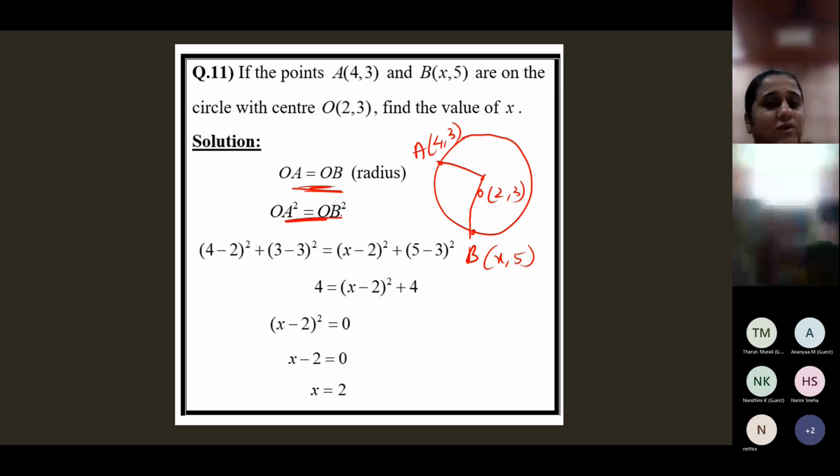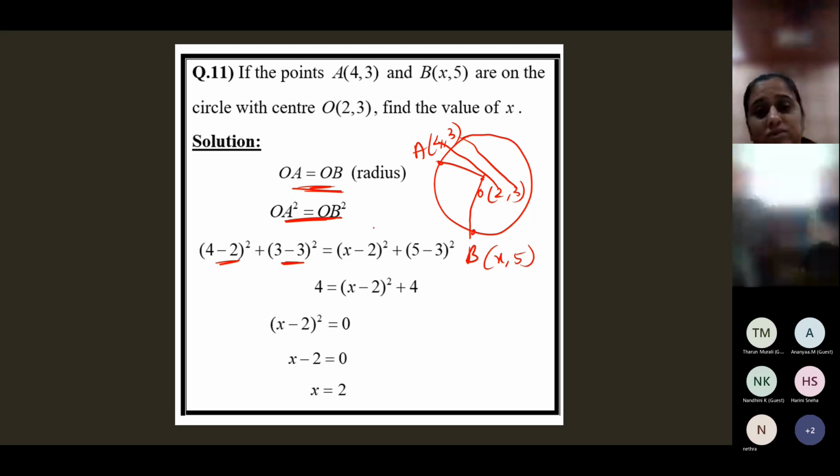So OA square is equal to OB square. So how do you write OA square? Don't write the square root symbol. (x2 minus x1) the whole square. See here, OA: subtract the x coordinates, (4 minus 2) the whole square. Subtract the y coordinates, (3 minus 3) the whole square.